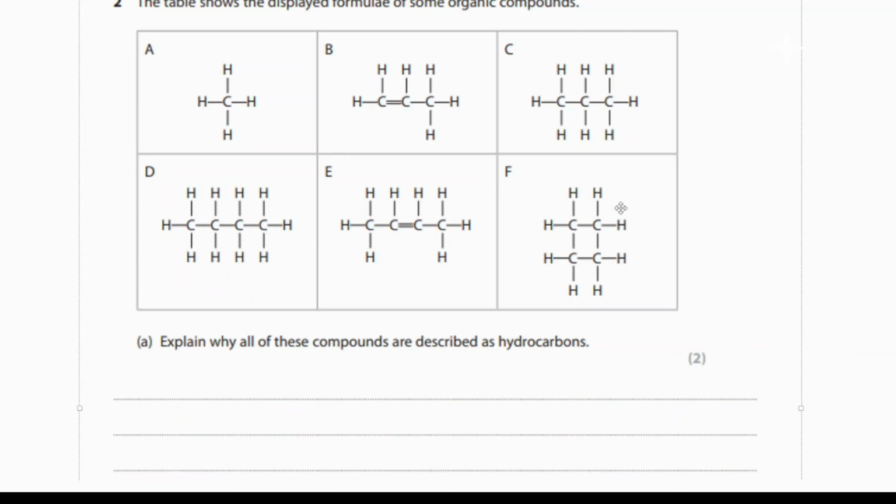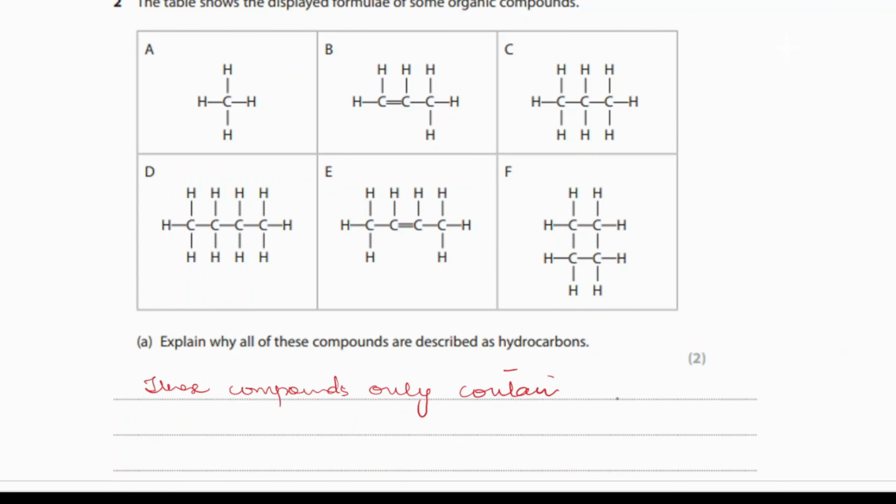Okay. Why are these known as hydrocarbons? Or how do we define hydrocarbons? Because these compounds only contain hydrogen and carbon.